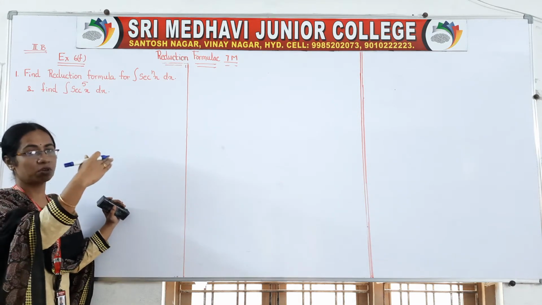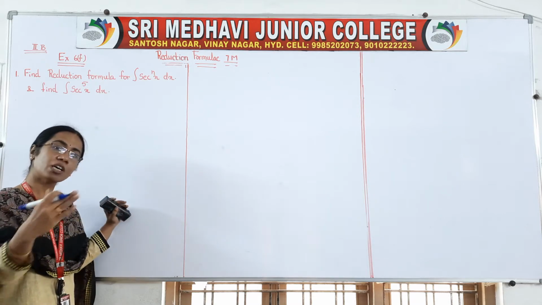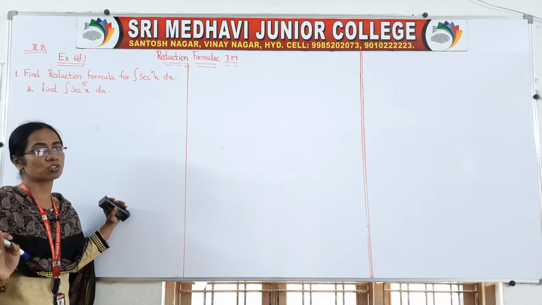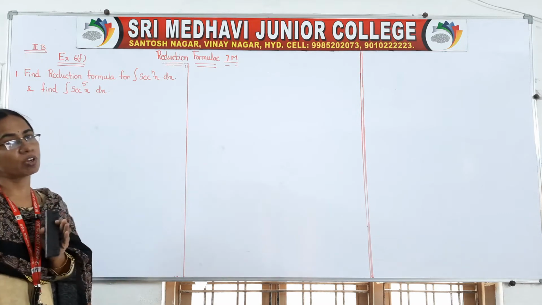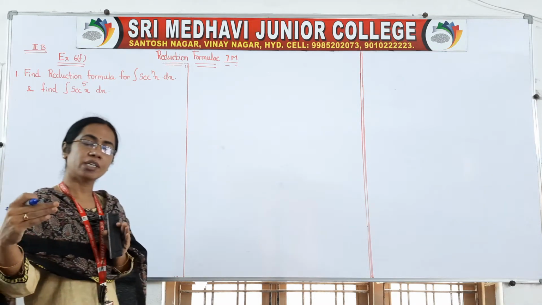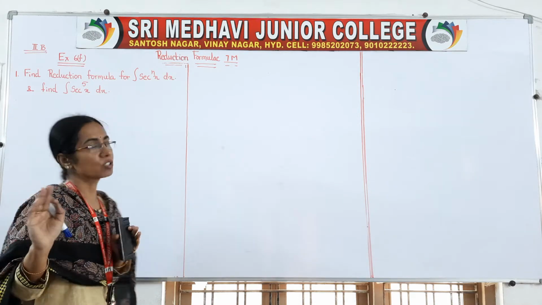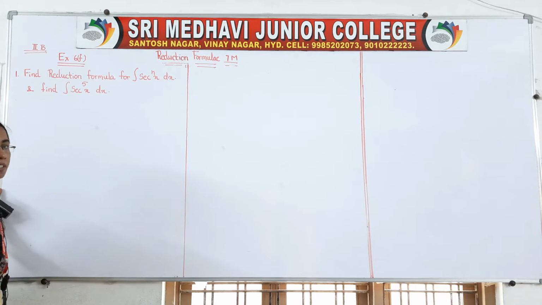Similarly, how I am doing for secant, you do with the cosecant. Sin to the power of n x dx same as cos to the power of n x dx. Tan to the power of n x dx I did, you do the same method for cot to the power of n x dx, right? So come on, we will solve this problem.